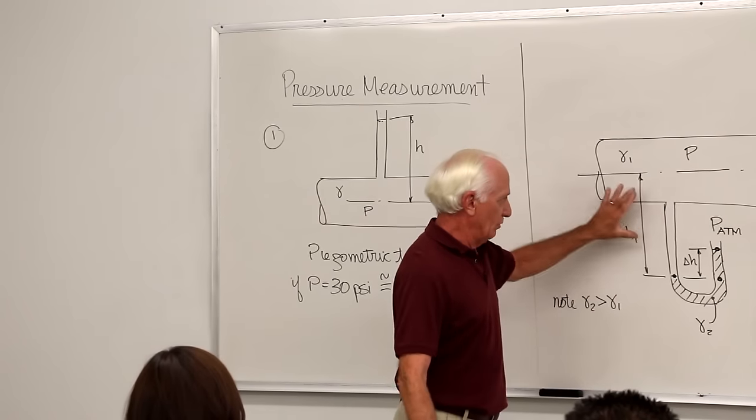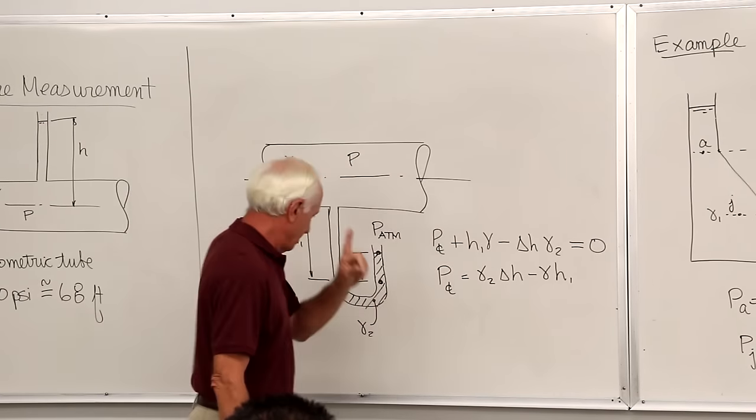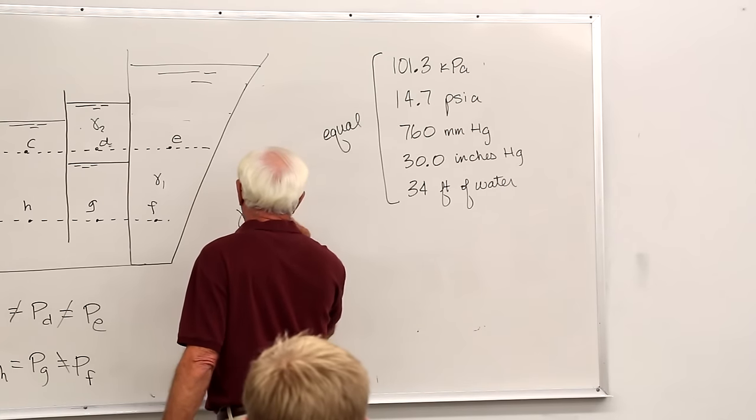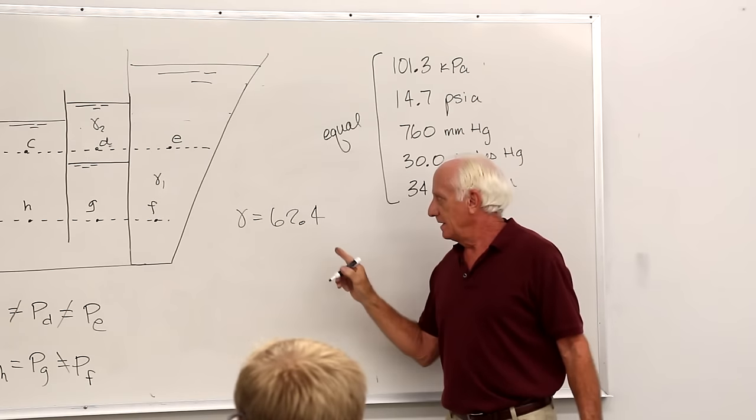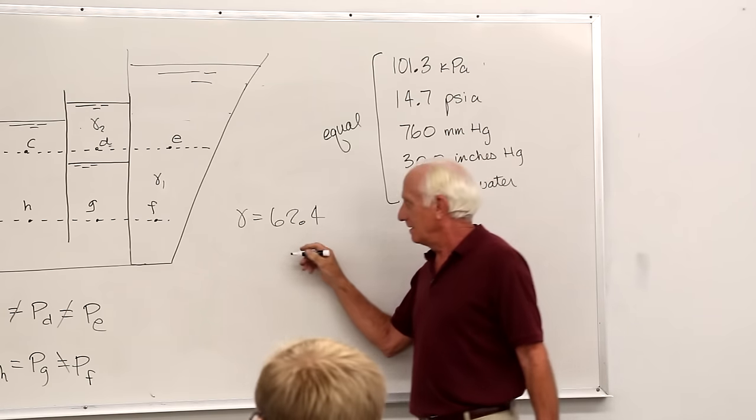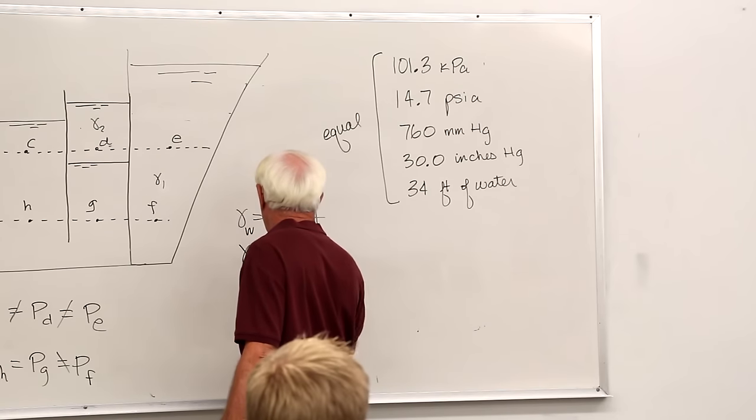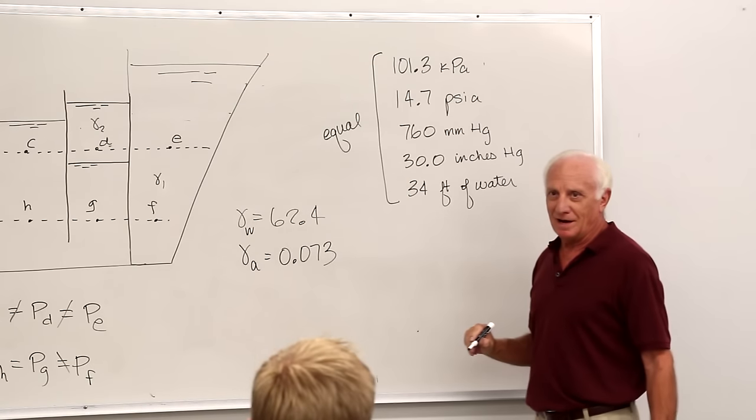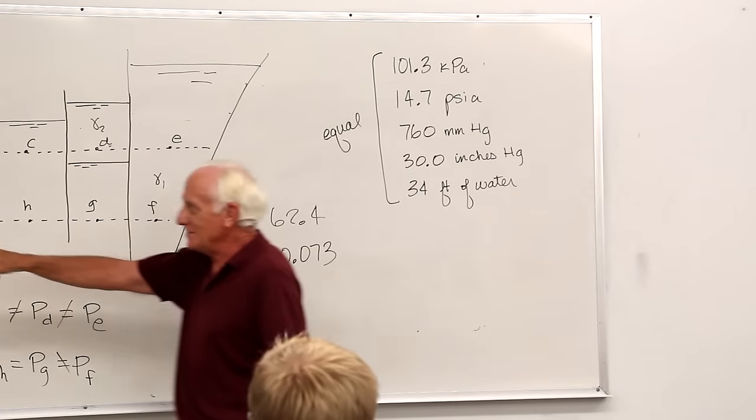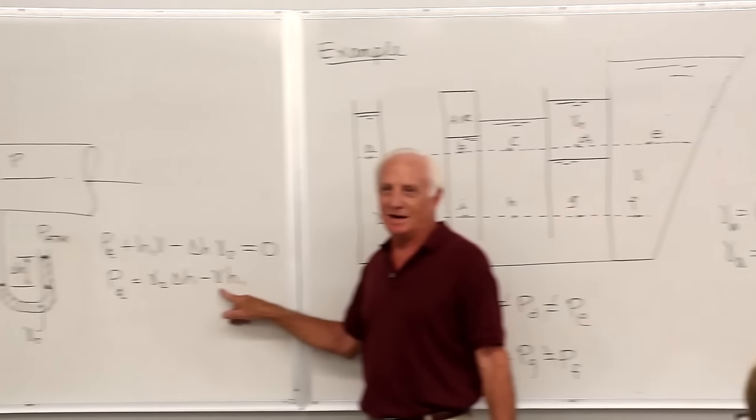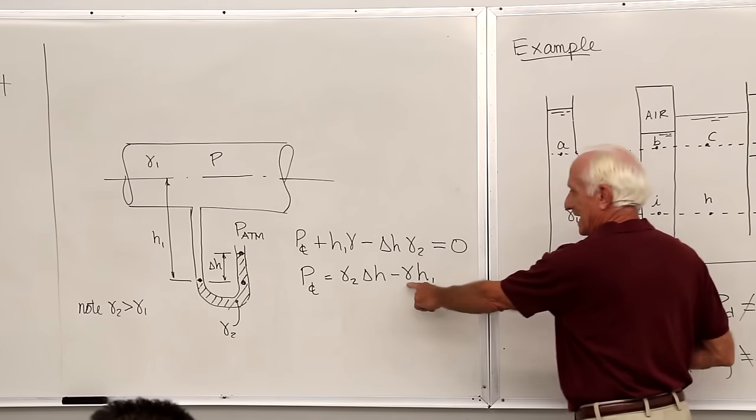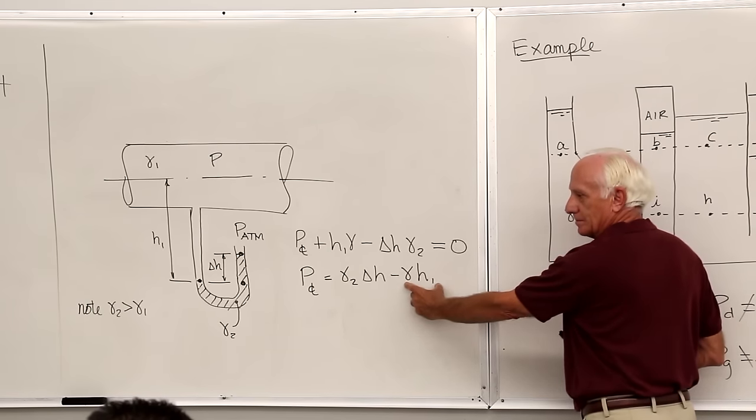If this was air, let's say mercury, we forget about this guy here. If it's air, you know what gamma of water is? Gamma of mercury, 13.6 times that. Gamma of air, 0.073 pounds per cubic foot. Wow. So if we see air in this manometer, this guy just about goes away. We don't typically worry about it, because it makes this number go close to zero, I don't care what H1 is.